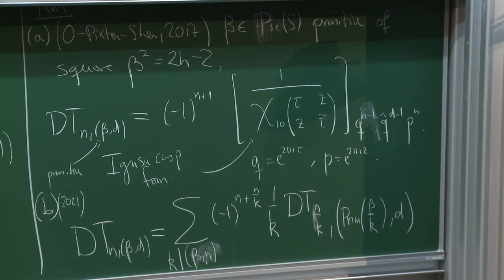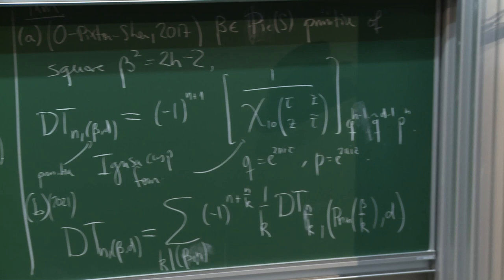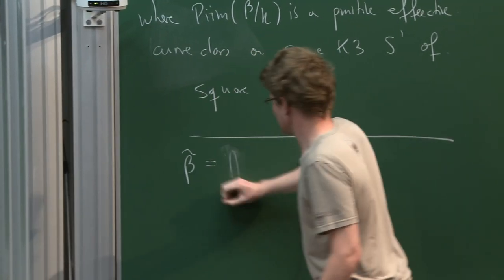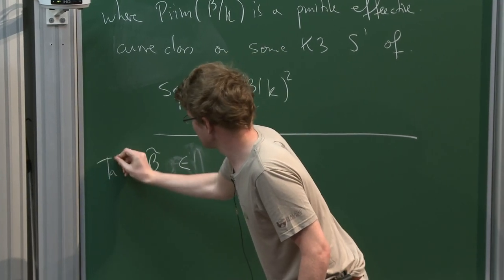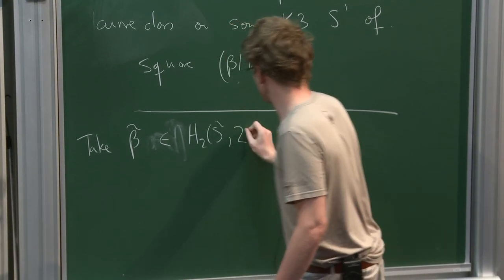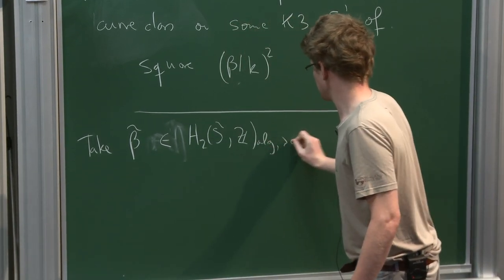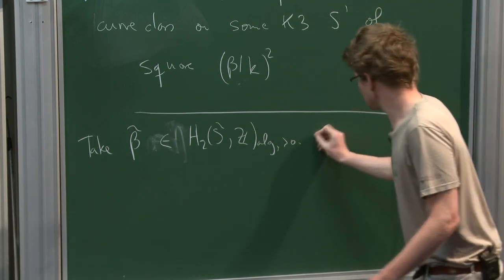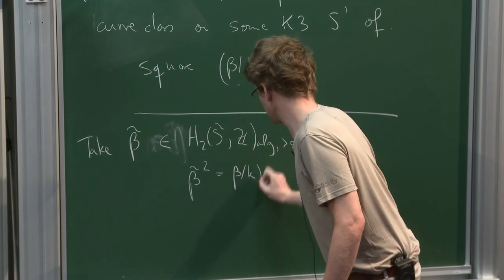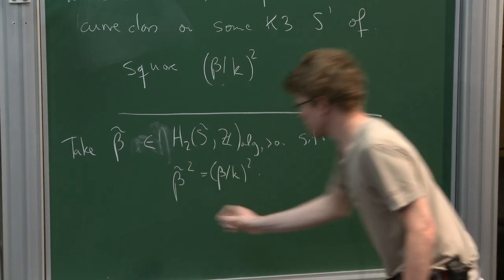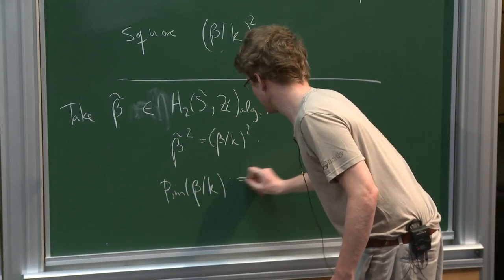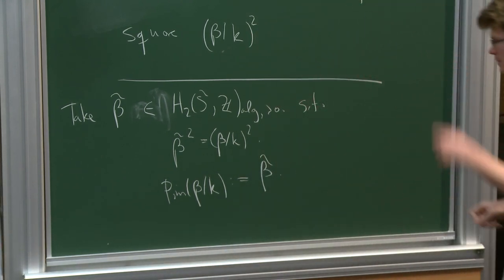Does that make sense? Okay, so I'm saying here I take beta tilde. So this is an algebraic class on some K3 surface, and let's say positive. So there's actually a curve in there, such that the square of this class is the same as the square of this beta. And then the prim of beta over k I want to define to be this beta.